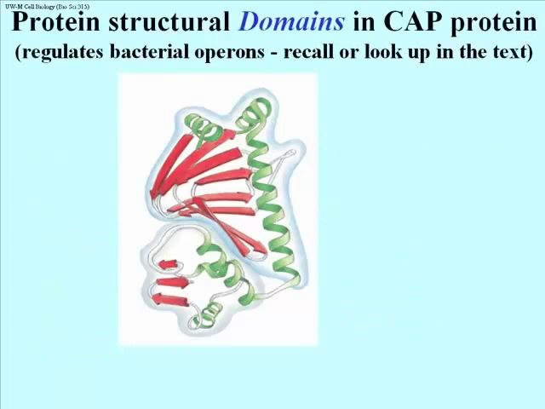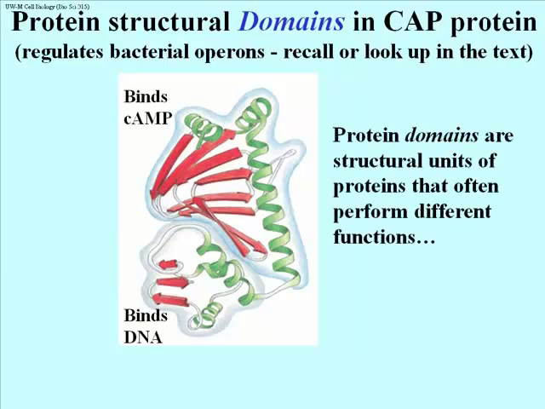I just want to show you an example of the domains of a protein. This is the CAP protein, or cyclic AMP binding protein, of bacteria. It regulates bacterial operons, and I'd like you to look that up in the text if you don't remember it. But this is the ribbon and helix drawing of such a molecule.